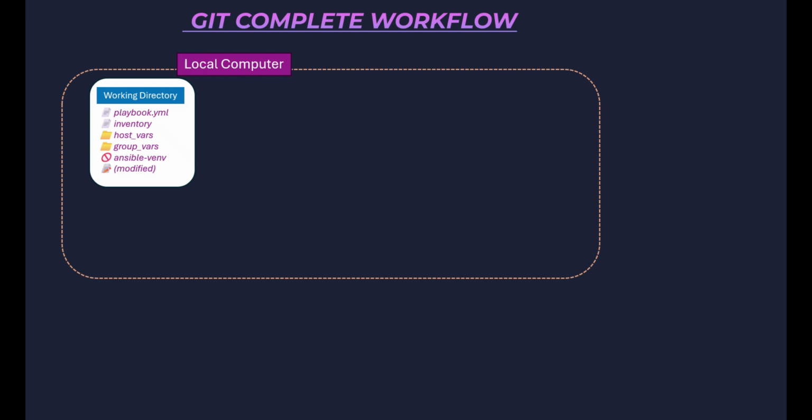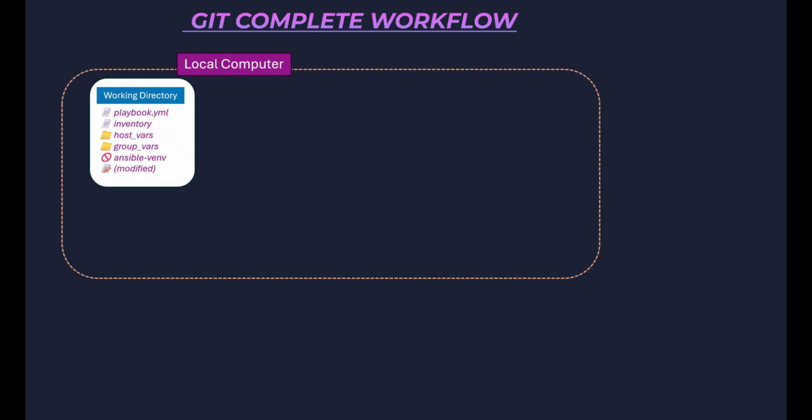Alright guys, before we wrap up, let's quickly go through the Git workflow. I'll try to explain this using the Ansible project as an example, and we'll see how our code moves from the local computer to GitHub in 3 simple steps. So let's start here at the working directory.